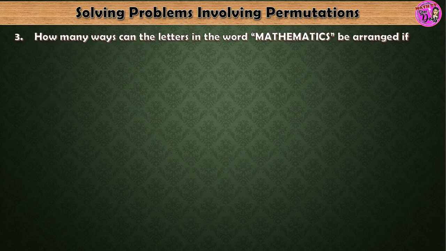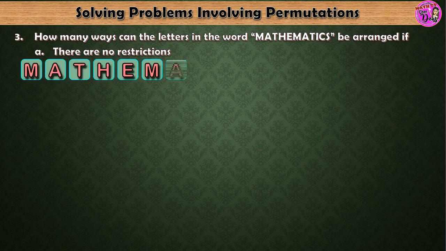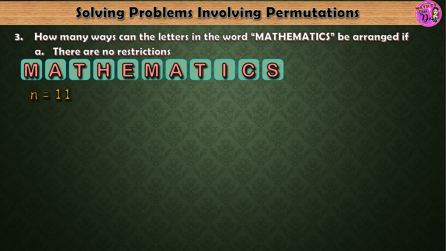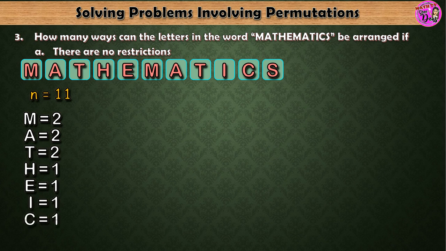Problem number 3. How many ways can the letters in the word mathematics be arranged if, letter A, there are no restrictions? Let us count the letters in the word mathematics. Very good, we have 11. So the value of n is 11. Let us now count how many alike letters we have: 2 M, 2 A, 2 T, 1 H, 1 E, 1 I, 1 C, 1 S. 2 M is your p, 2 A is your q, and 2 T is your r.